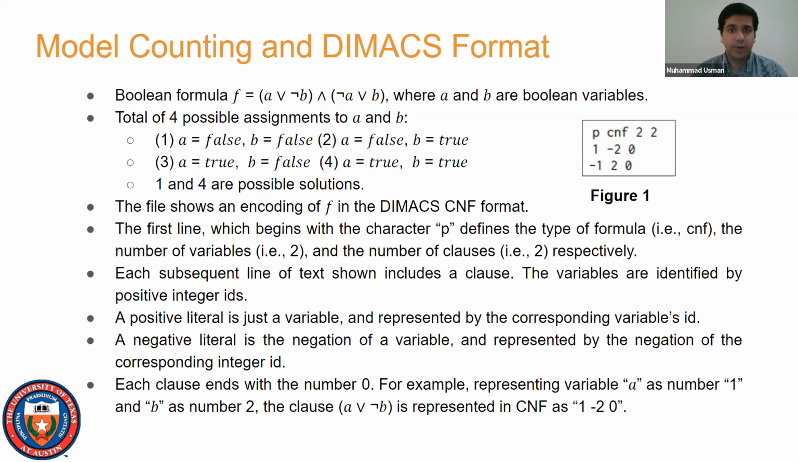The first 2 on the first line says the number of total variables in the formula, and the last 2 says the total number of clauses. So there are 2 variables and 2 clauses. Each variable is represented using an integer ID. For example, A is represented by 1 and B is represented by 2. The negation of a variable is represented by the negative of that integer ID. So, for example, if we want to represent A or not B, we use 1 -2 to represent this clause.